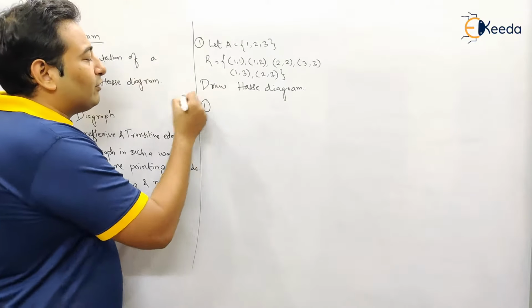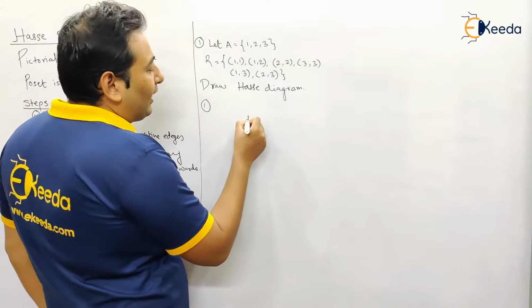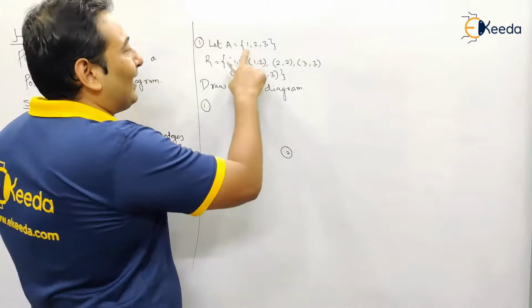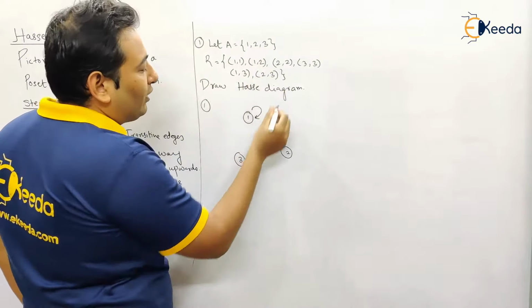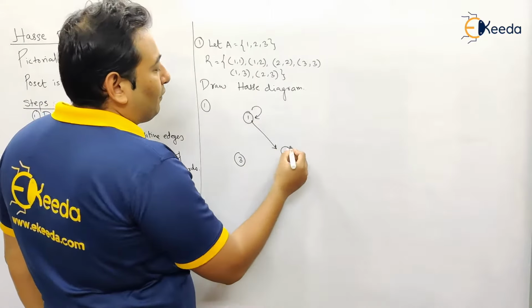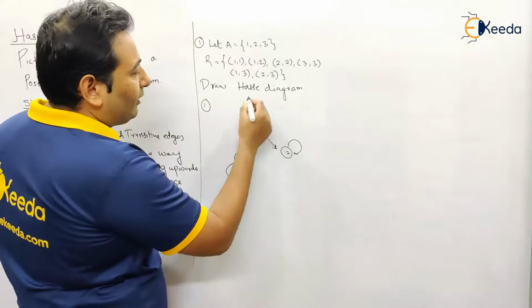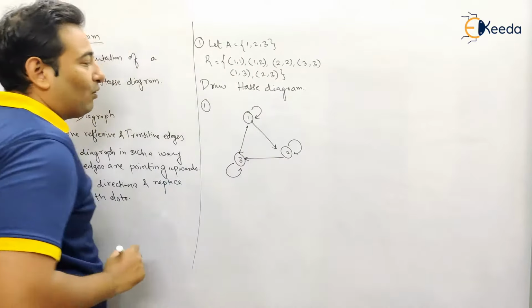So the first step is, see here, draw the digraph. So first of all, let us draw the diagram. There are three elements, 1, 2, 3. So 1 1. Next we have 1 2. Digraph we have already discussed how to draw this. 3 3. Arrows are important. 1 3 and finally 2 3. So step number 1 is done.